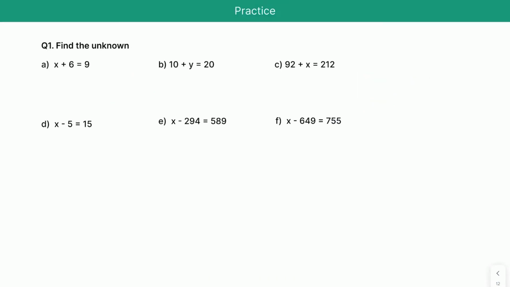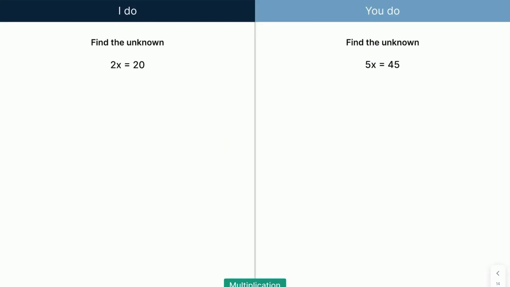So moving on, here's some practice questions. Press pause and have a go. Here are the answers. Mark your work. Now we're looking at multiplication.